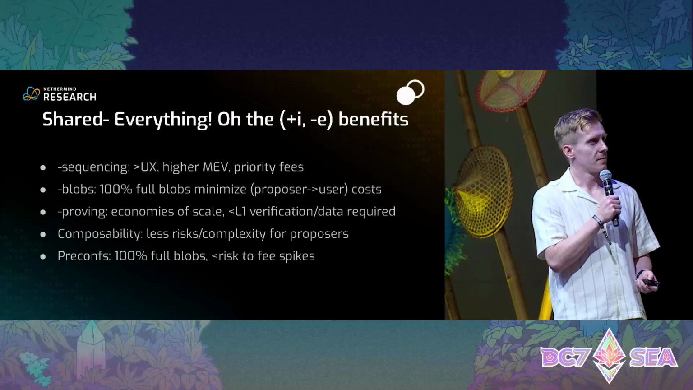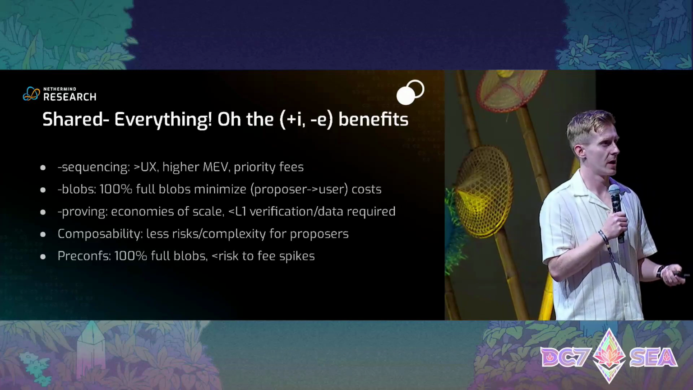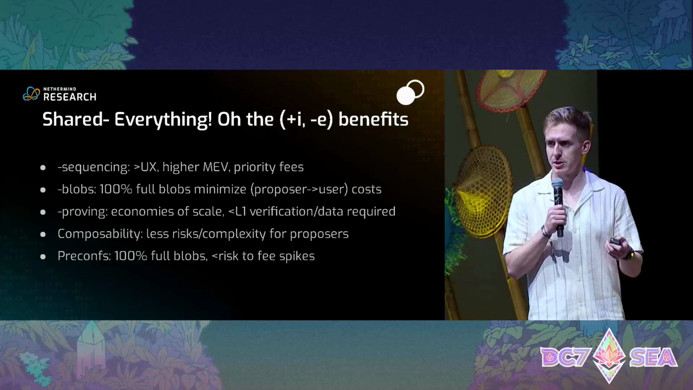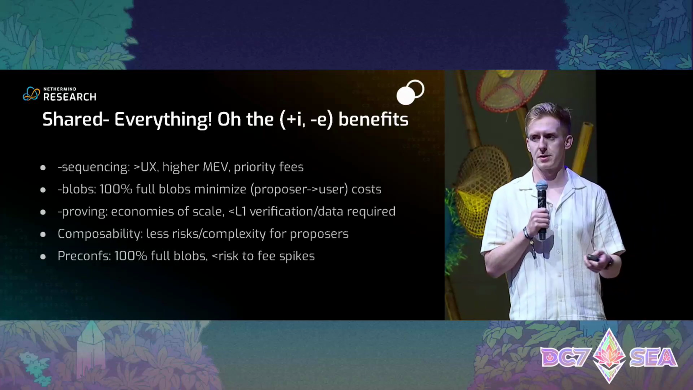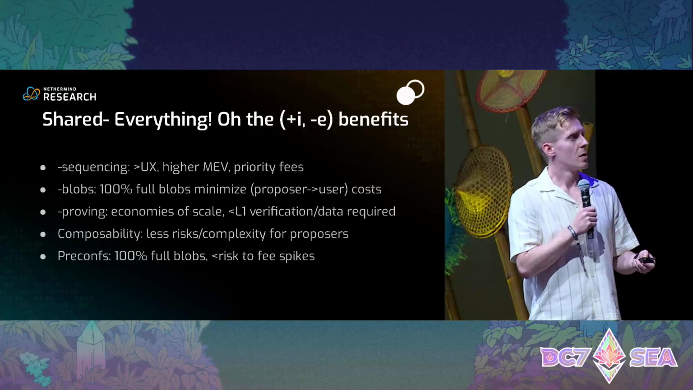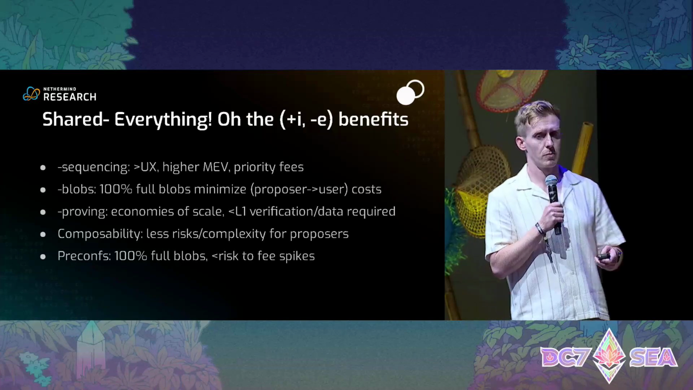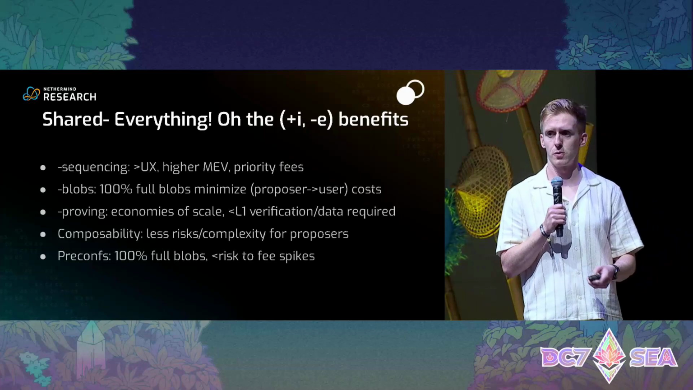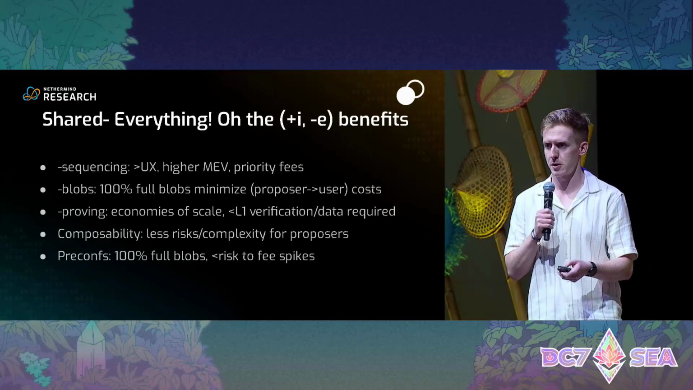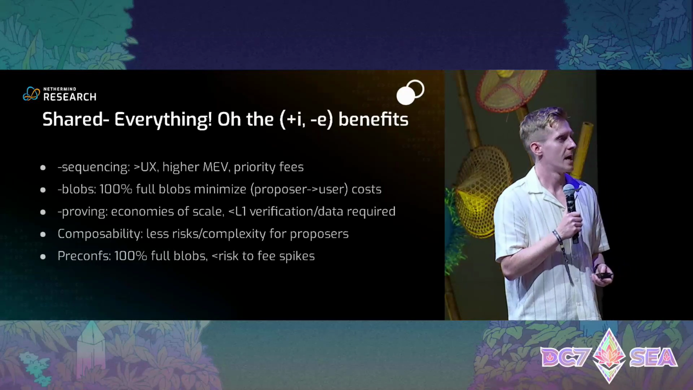And then shared everything, right? So with shared sequencing comes more MEV, more users. We're going to be able to charge higher fees, right? So this is, again, increasing the income of the providers in our system. Shared blobs. So right now, Taiko is creating their own blobs. If you can share your blobs, you can get approximately 100% blob utilization. So you're paying a fixed cost, but you're now getting 100% utilization. You're able to claw back some of the costs that you're paying.